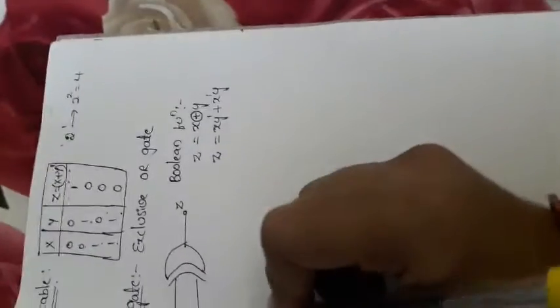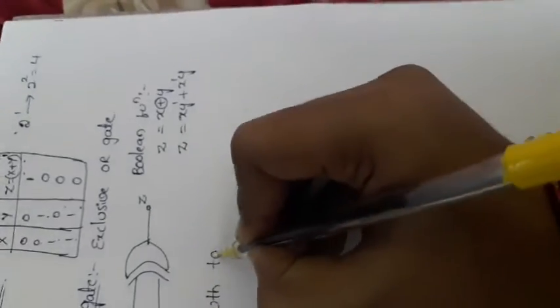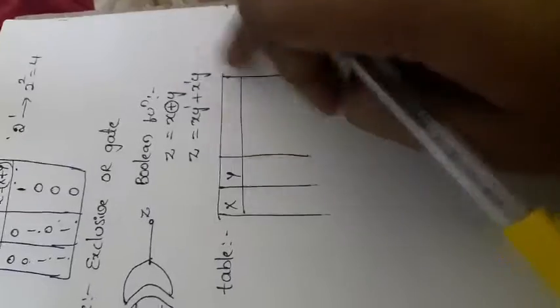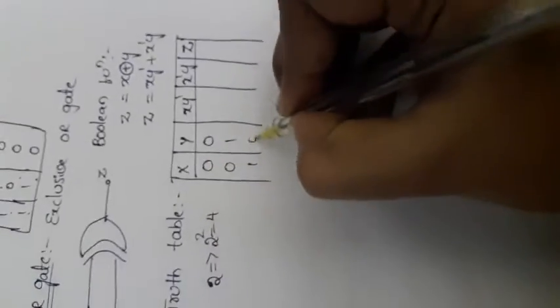Now write the truth table for this. x, y, and here we'll have x y complement plus x complement y, right? Directly we don't know the value, so we need to compute first x y complement, after that x complement y, then we'll go for z. For two inputs we get four combinations: 0 0, 0 1, 1 0, 1 1.